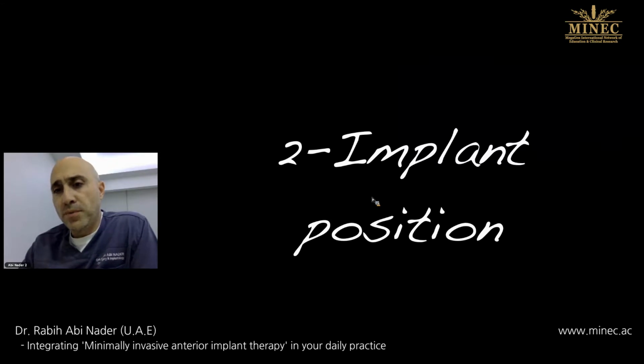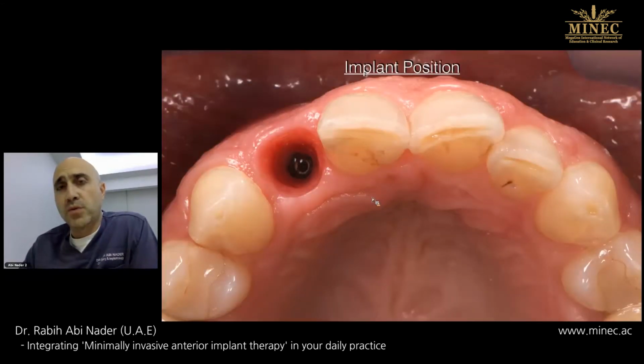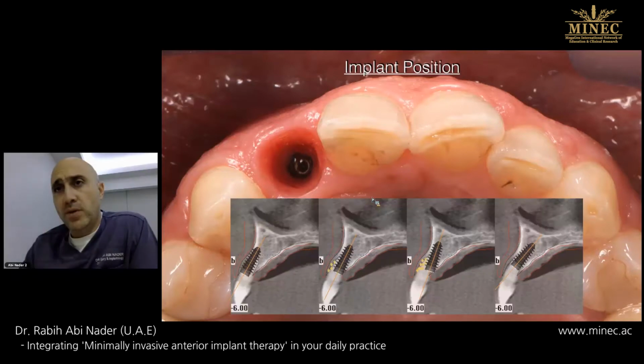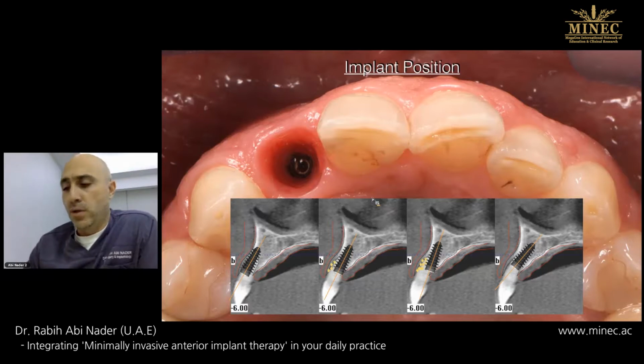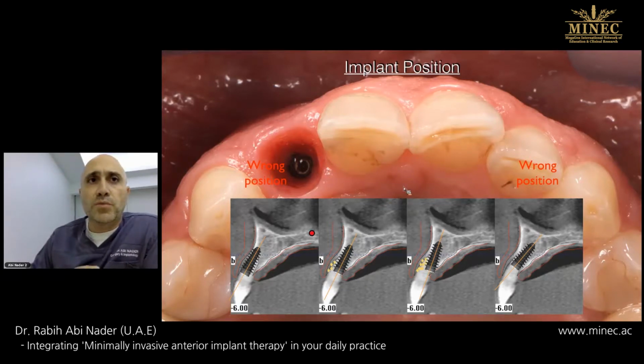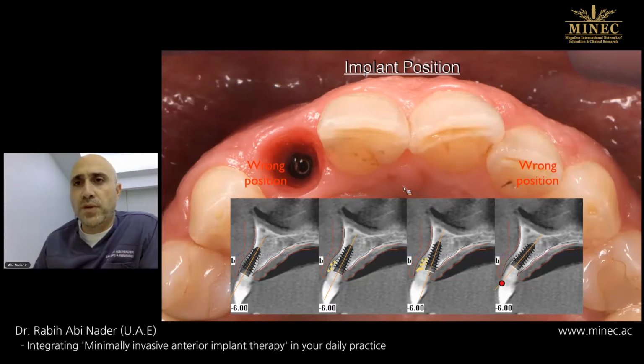Implant position. So implant position is very important and crucial for the success. You can see in this situation, you always have to have a sagittal view to plan your implant position. So which one is right here, which one is wrong? You can see clearly that the first and the last one are really wrong, because we're going to have a lot of resorption in this area here, and in this area here, plus the crown connection will be a problem.